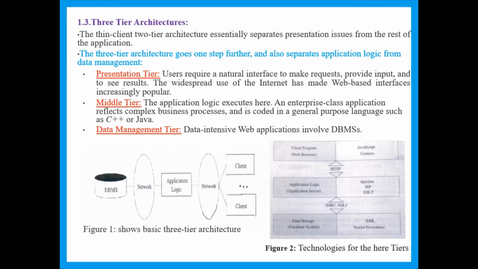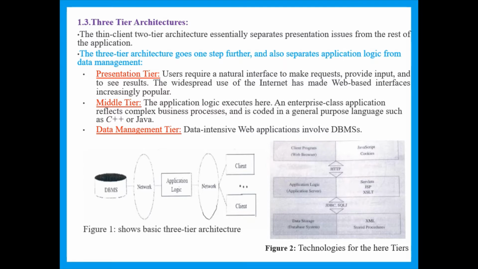In this slide, we are explaining three-tier architecture. A thin client two-tier architecture essentially separates presentation issues from the rest of the application, whereas the three-tier architecture goes one step further and also separates application logic from data management. The three-tier architecture consists of different tiers: the presentation tier, the middle tier, and the data management tier.